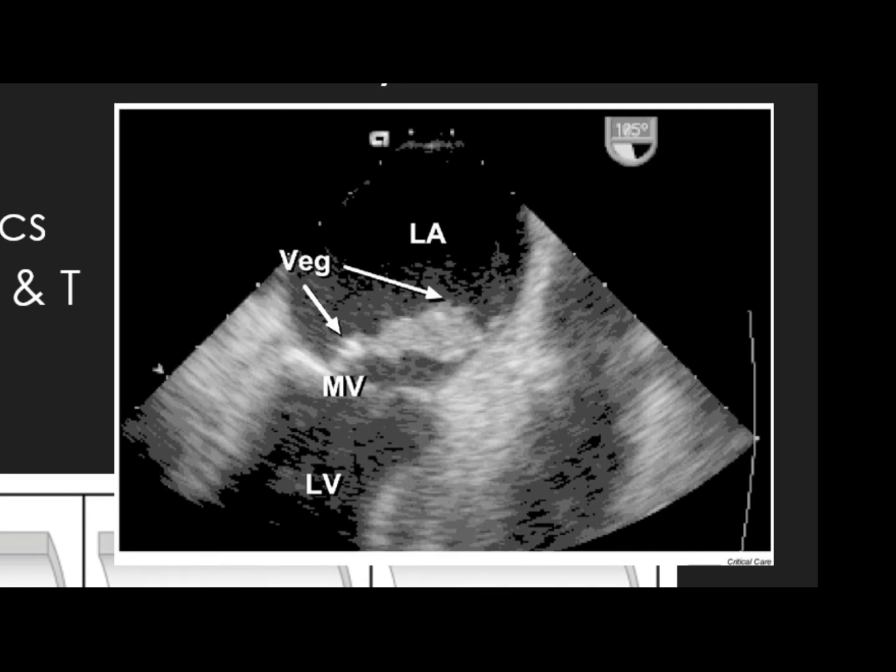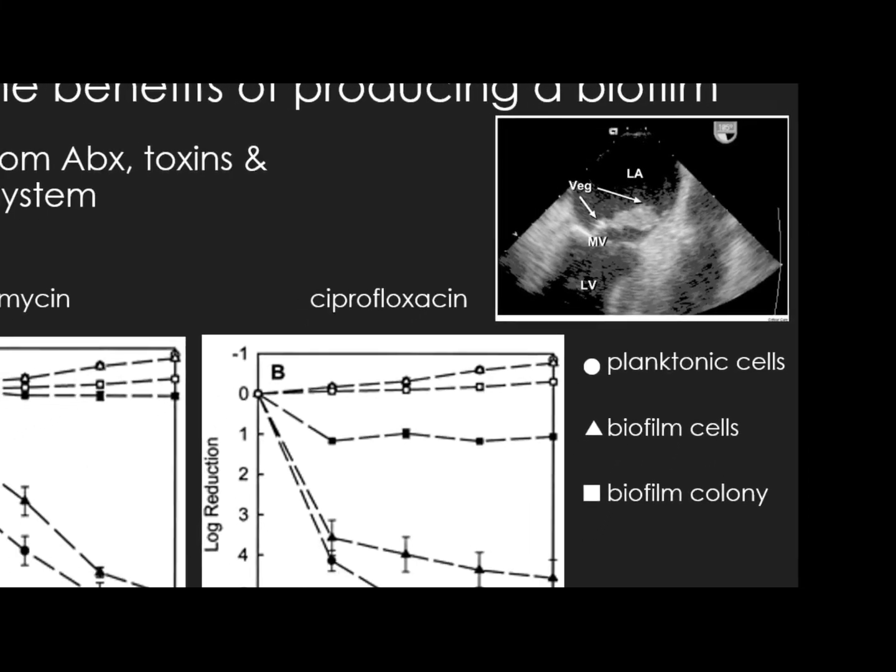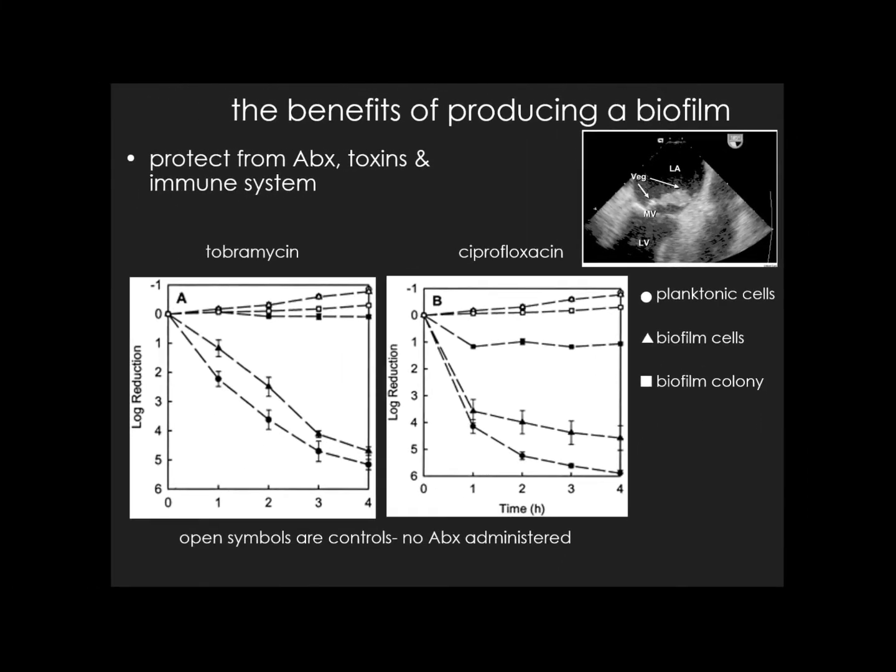As you can see, the vegetation, which is this biofilm filled with microorganisms, is spanning nearly the entire width of the left atrium, making it very difficult for this patient's blood to move through the heart. And just as a way of looking at that clinically, I want to show you some data from an experiment where they exposed different kinds of cells that were capable of making biofilms to two different antibiotics.